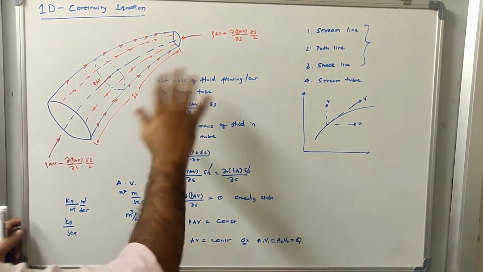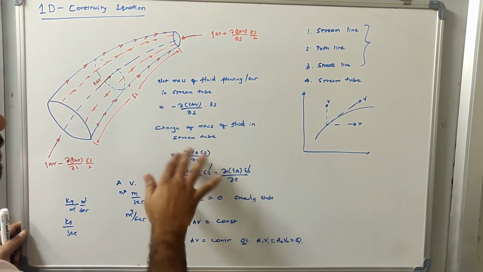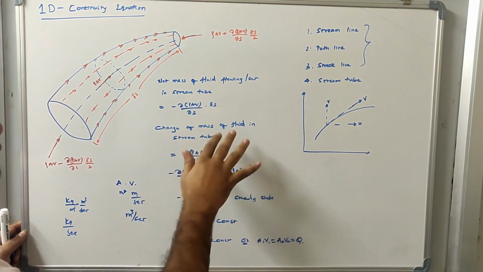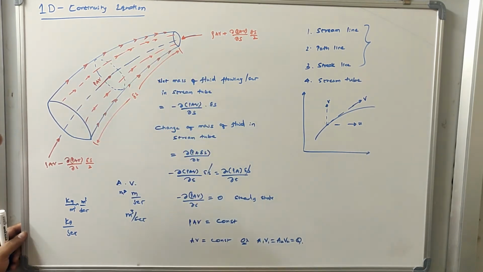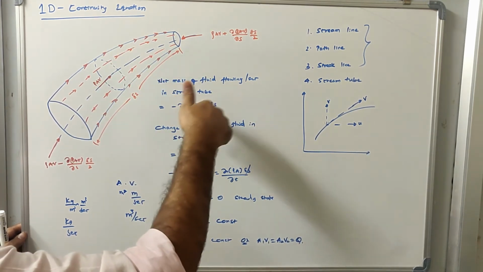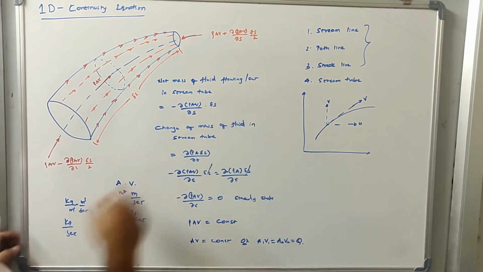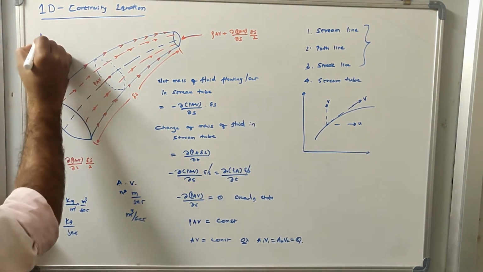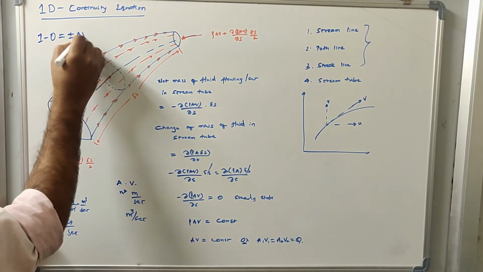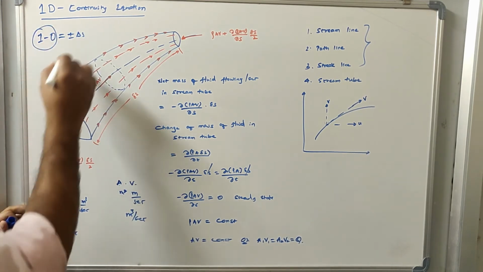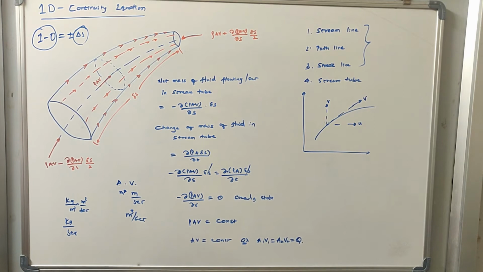Once we solve the net mass of fluid that is flowing per second in a stream tube, next is to find out how much is the change of mass of fluid in the stream tube. Again, same thing. This net mass of fluid flowing in the stream tube is represented by this equation. I hope you remember this: input minus output is equal to plus or minus change in storage. So input minus output has been calculated. Now let us calculate how much is the change in storage.